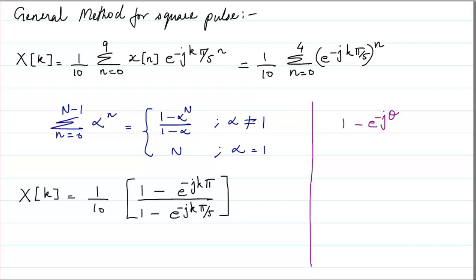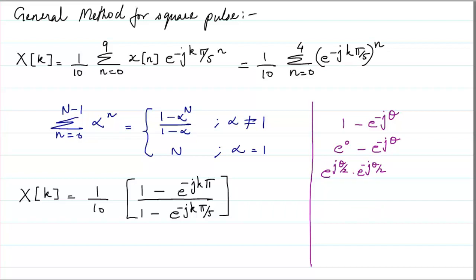Okay, so this can be written as e raised to power 0 minus e raised to power minus j theta. Am I correct? 1 can be written as e raised to power 0. That e raised to power 0 can be written as e raised to power j theta by 2 into e raised to power minus j theta by 2. Why can I write it like this? Because if you multiply both of these, what will you get? E raised to power j theta by 2 minus theta by 2, and what is that? 0. So I am rewriting e raised to power 0 in this form.